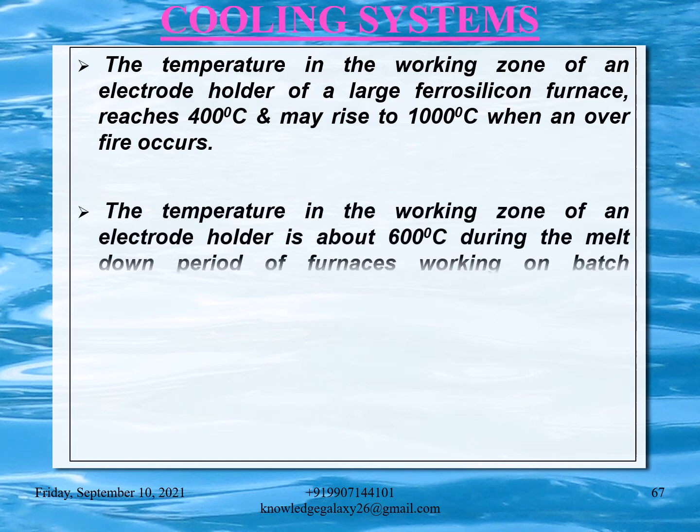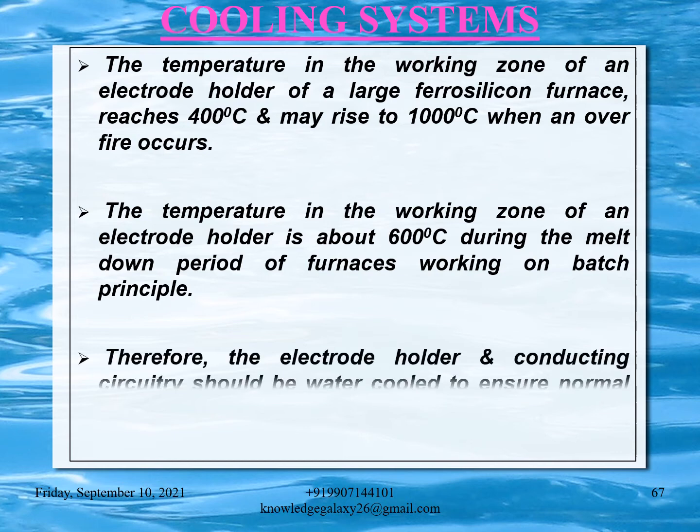The temperature in the working zone of an electrode holder is about 600 degrees Celsius during the meltdown period of furnaces working on batch principle. Therefore, the electrode holder and conducting circuitry should be water cooled to ensure normal operation.